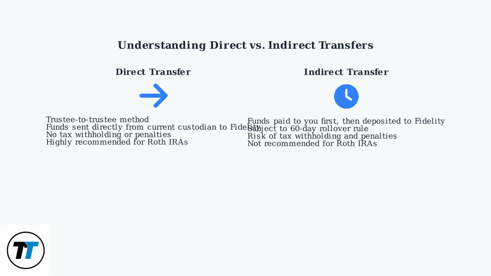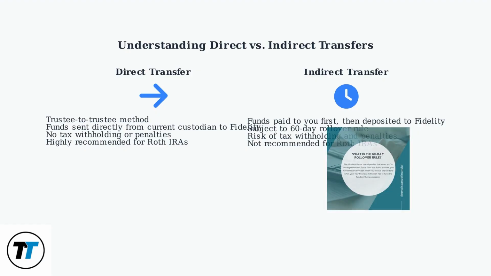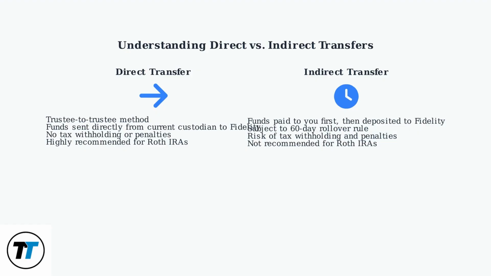In contrast, an indirect transfer involves receiving the funds first, usually as a check, before depositing them into your Fidelity account. This method is riskier because it triggers the 60-day rollover rule, where you must complete the transfer within 60 days or face taxes and penalties. For Roth IRAs, indirect transfers can also lead to mandatory tax withholding. The 60-day rollover rule requires strict adherence to avoid IRS penalties. Always choose direct transfers for your Roth IRA to maintain the tax-free benefits. The key takeaway is to stick to direct transfers for Roth IRAs to ensure a smooth, tax-free process.